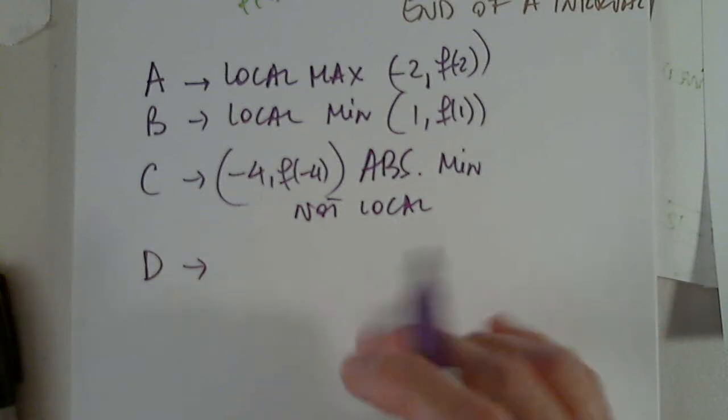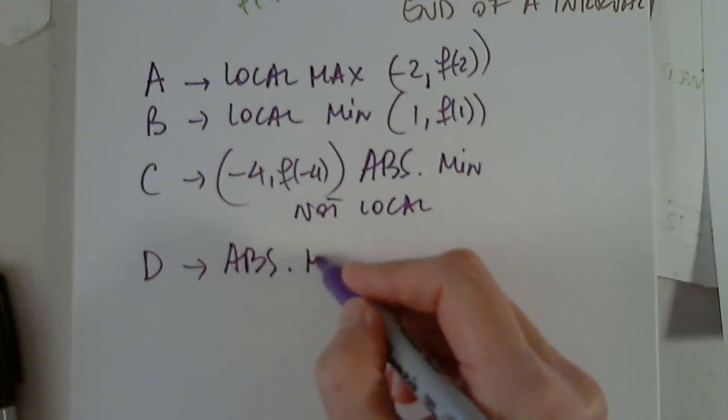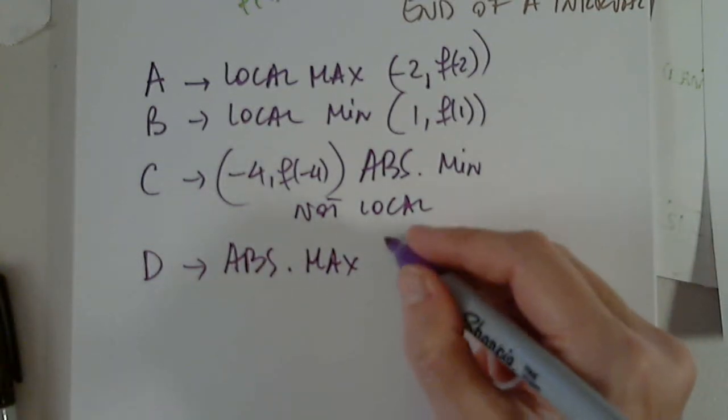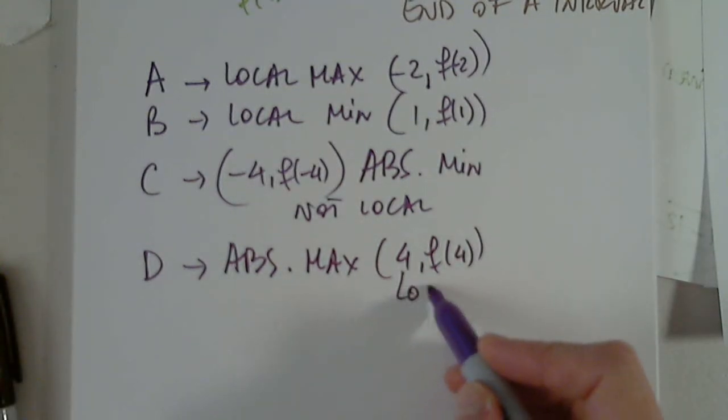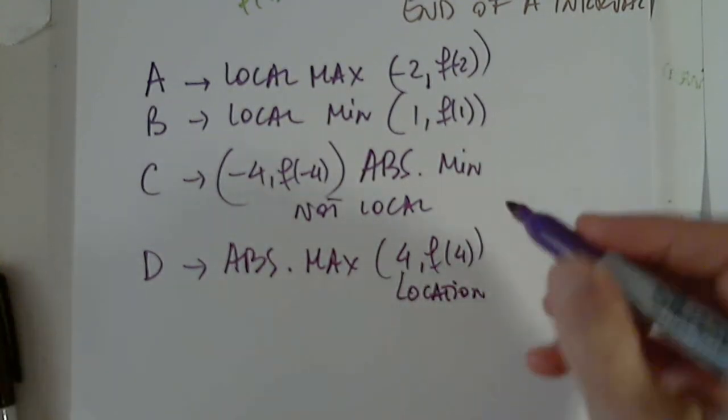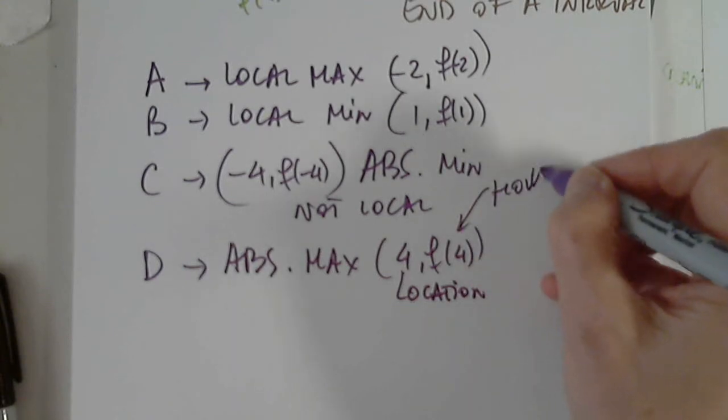Point D is absolute max, and the absolute max is 4 comma f of 4. This is the location, and this is how much.